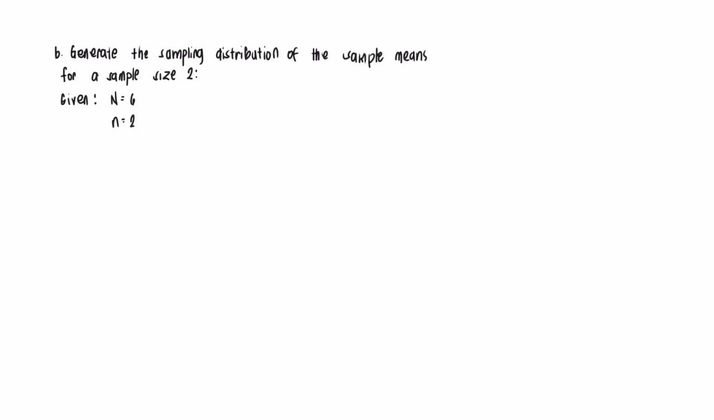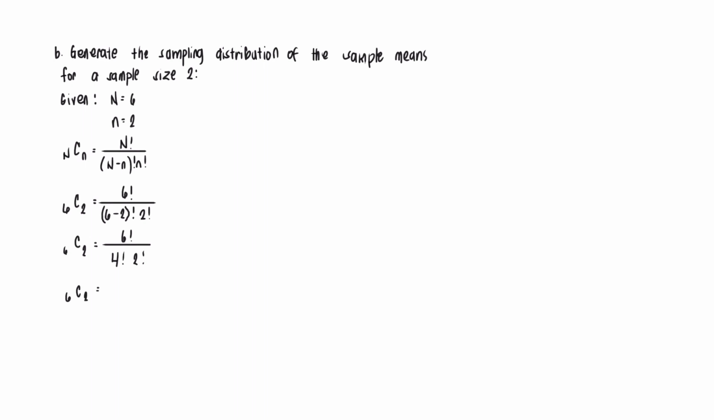For letter B, we are going to generate the sampling distribution of the sample means given that the sample size is 2, which can be drawn without replacement from the given population. So we are going to use the counting rule for combinations. Now we are going to use substitution. Next, we are going to simplify the denominator. Next, we are going to apply factorial notation.